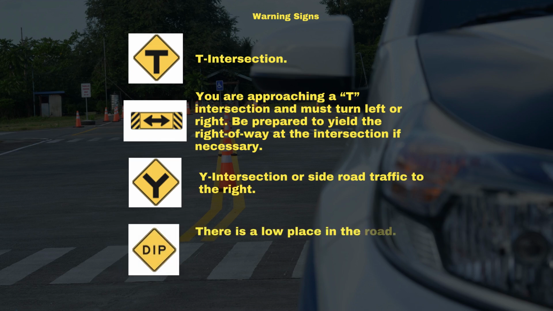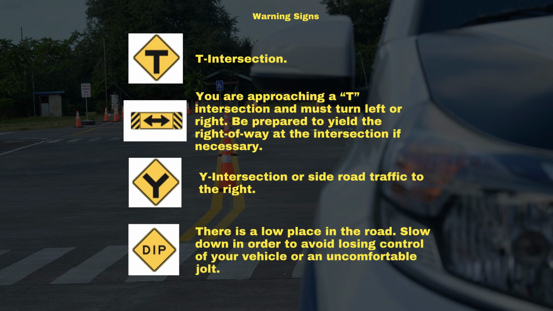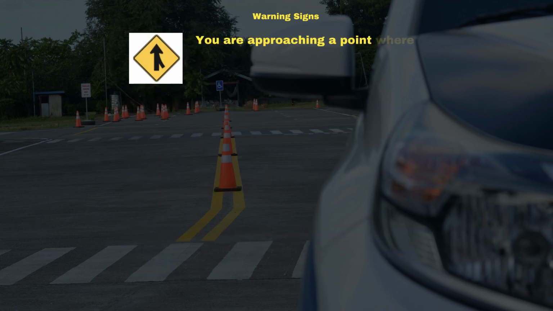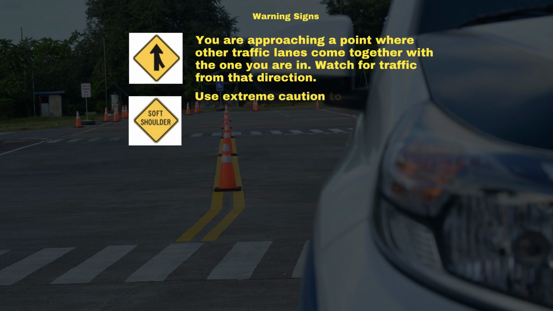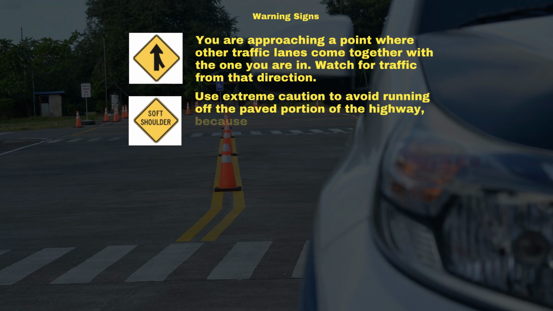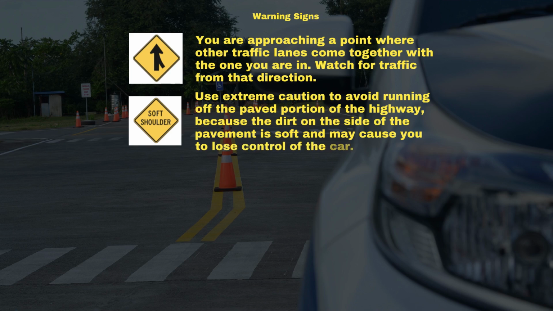There is a low place in the road. Slow down in order to avoid losing control of your vehicle or an uncomfortable jolt. You are approaching a point where other traffic lanes come together with the one you are in. Watch for traffic from that direction. Use extreme caution to avoid running off the paved portion of the highway, because the dirt on the side of the pavement is soft and may cause you to lose control of the car.